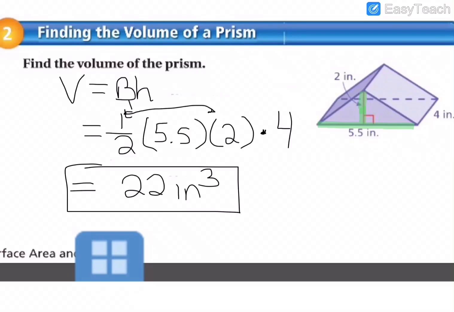or 22 cubic inches. Okay, so when you're doing your assignments with volumes of prisms, a lot of times if they're giving you 3D figures that have bases that aren't rectangles, squares, triangles, or circles, they're going to give you the capital B. They will give you the measurement for that area of base, and then you would just need to multiply by the height. That's it for 14.4. Thank you.